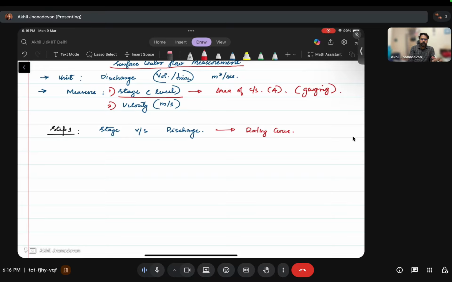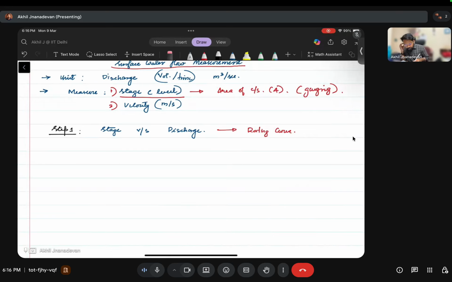And once this rating curve is defined, the stages will be measured at frequent intervals. So once we have the rating curve with us, we'll be measuring the stage at frequent intervals. And whenever we have a particular value of stage, from the rating curve we'll be getting the discharge. So we don't need to calculate the discharge each time. From the rating curve, we'll be getting the discharge for that particular gauging station. So that is our step two.